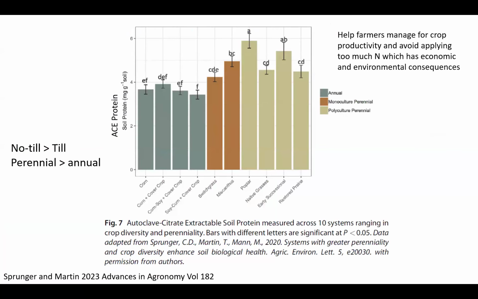Here's an example of it shown in that same Michigan State research site, where these colors are representing different annual systems. Then we have monoculture perennials in the orange, and on the right, polyculture perennials. We can see that this organic nitrogen is typically greater in the perennial, especially the polycultures where you have multiple species, a little bit more than the monoculture, one species in perennial, and both of those are greater than the annual crop systems here. Part of that is crops, but another piece is tillage, that we see higher organic nitrogen ACE protein in the lesser tilled soils than the more tilled soils.